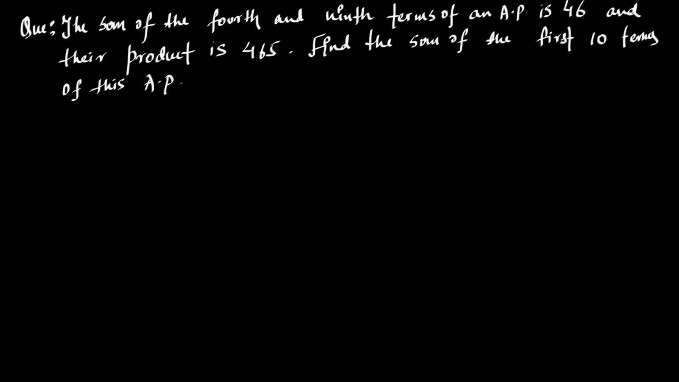So the question says the sum of the fourth and the ninth terms of an AP is 46 and their product is 465. Find the sum of the first 10 terms of this AP. The first statement, that the sum of the fourth and the ninth terms of an AP is 46, will give us our first equation, and their product, that is the product of the fourth and the ninth term, is 465. This will give us our second equation.